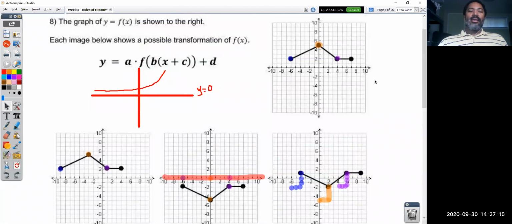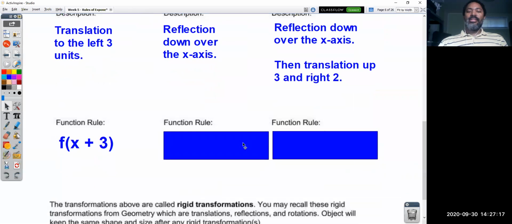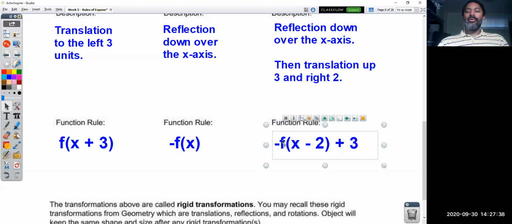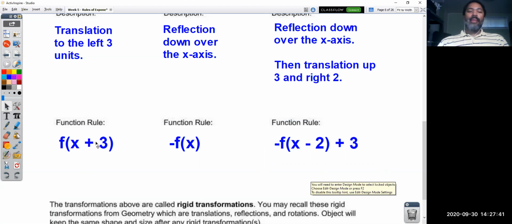Reflection over the x-axis. That's when the a is negative. So if I take f of x and I make it negative, I get negative f of x. And then reflection down over the x-axis, so I have the negative. And then a translation up 3 and right 2. Well, right is the opposite of the left direction, so that's why it's negative here. And then up 3.